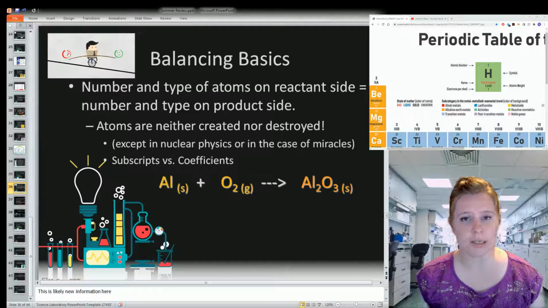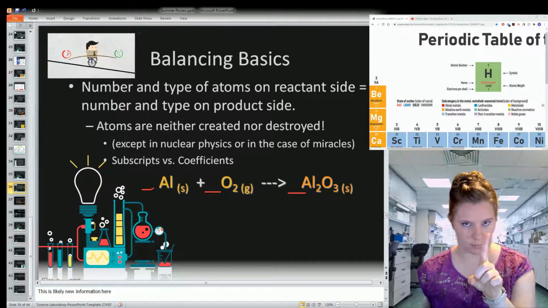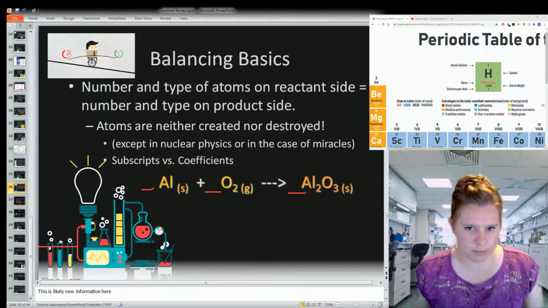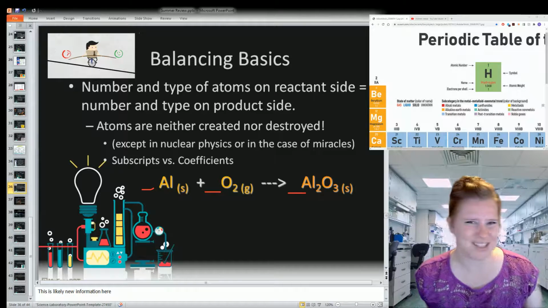A coefficient is what I call the big number. It's the number in front, and these are going to be here. I haven't put any in yet. If you don't see one, it is understood to be 1, because you have to have at least 1. You know what I'm saying? So this right now is 1 aluminum, 1 oxygen, 1 aluminum oxide, but it's not balanced.